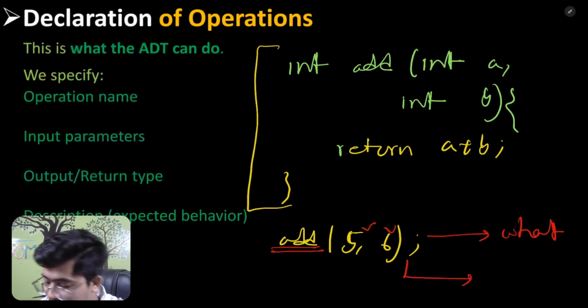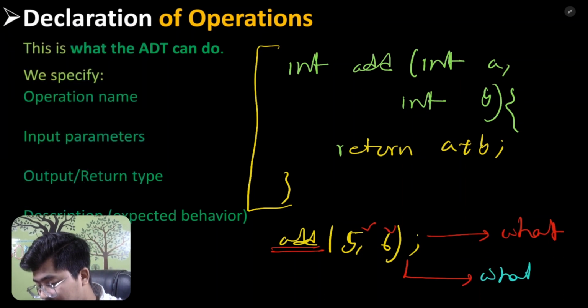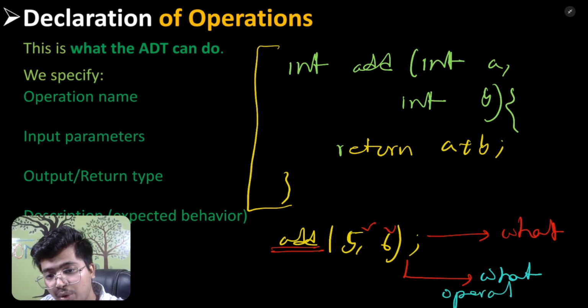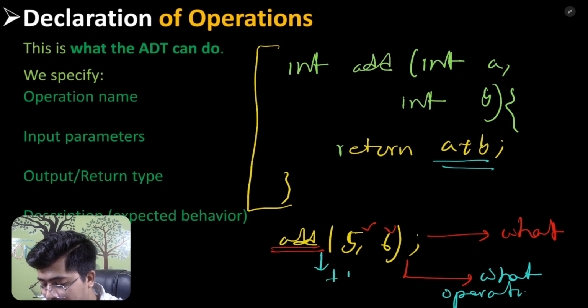And what operations, and what operations. So we are passing those two important things: what data and what operation. Now it will perform and automatically calculate 5 plus 6 equals 11. It will return us the value 11. So we get an output.